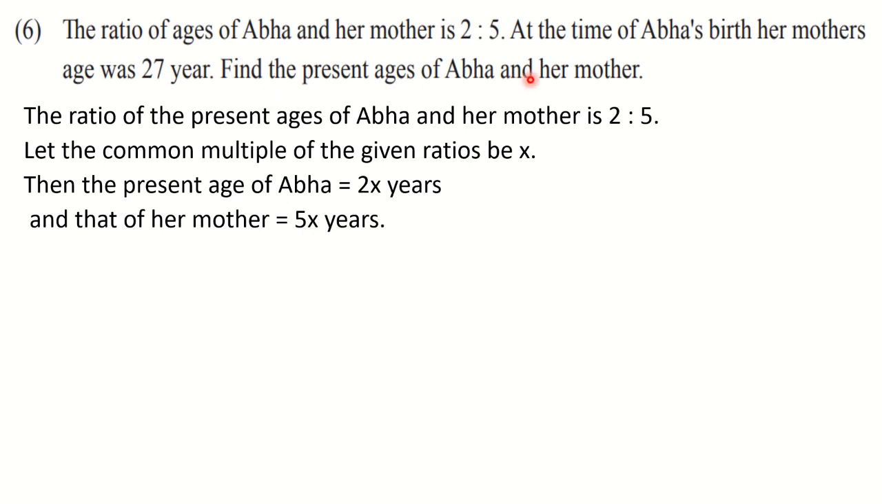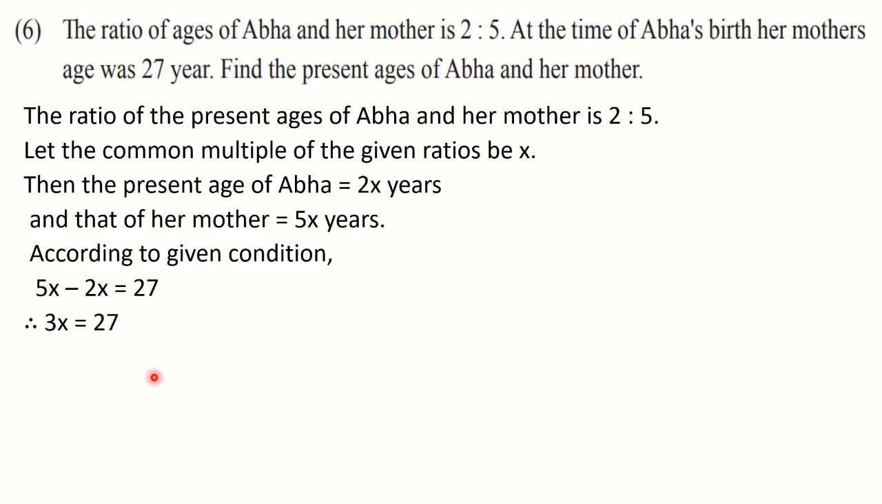Now we are to make use of the given condition. At the time of Abha's birth, her mother was 27 years. That means the difference between their ages is how much? 27. Correct? So the mother's age minus Abha's age, we are going to get as 27. So write down, according to the given condition, 5x minus 2x is equal to 27. So 5x minus 2x means 3x is equal to 27, and from that x is equal to 27 divided by 3, that is 9.